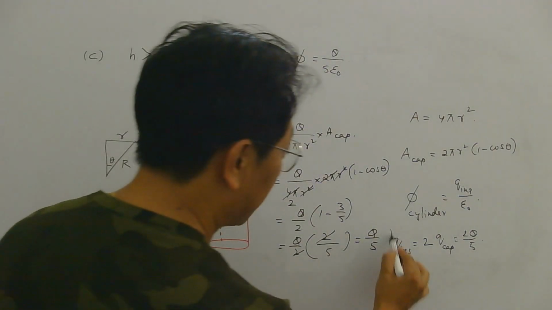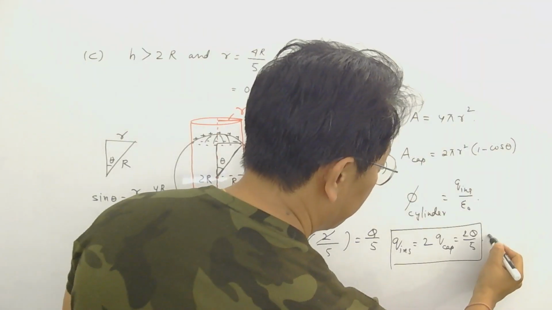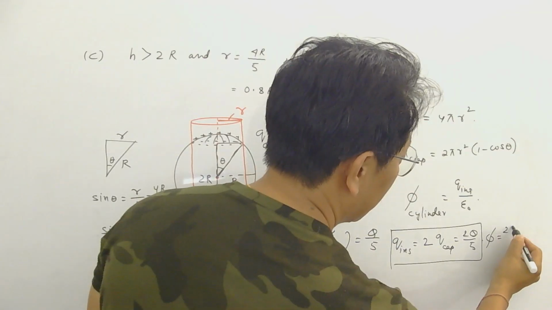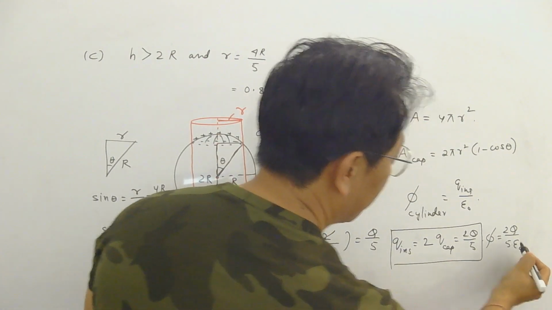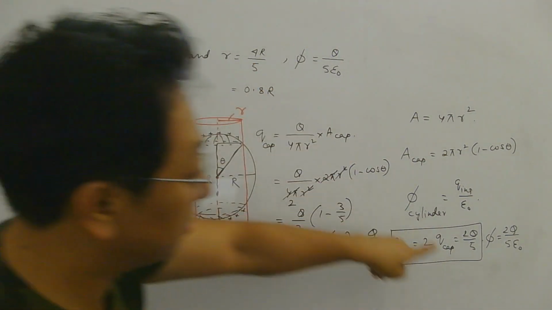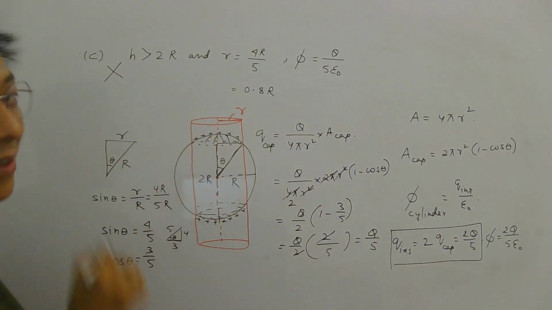And once you know the charge inside, the flux through the cylinder will be equal to charge inside by epsilon naught. But they told Q by 5 epsilon naught. Our answer is 2Q by 5 epsilon naught. So this is wrong, right?